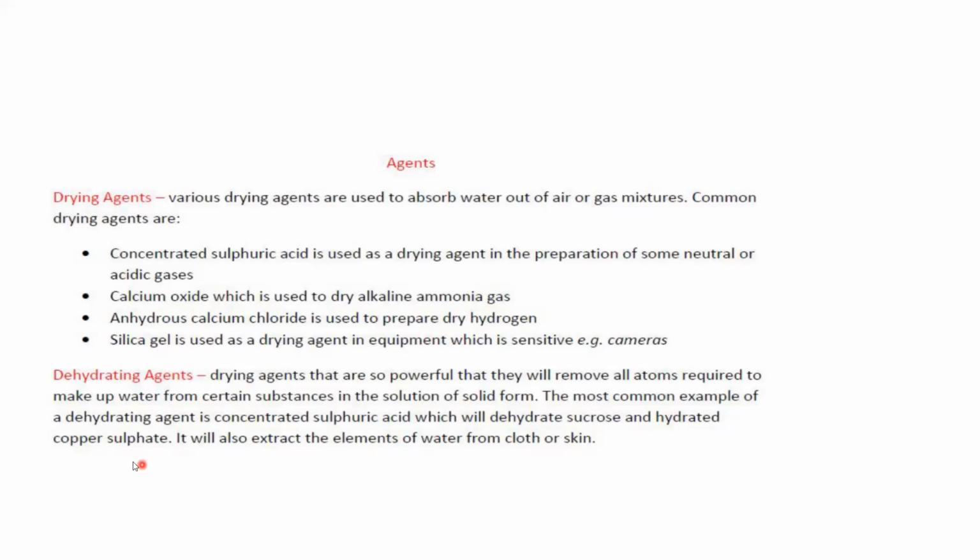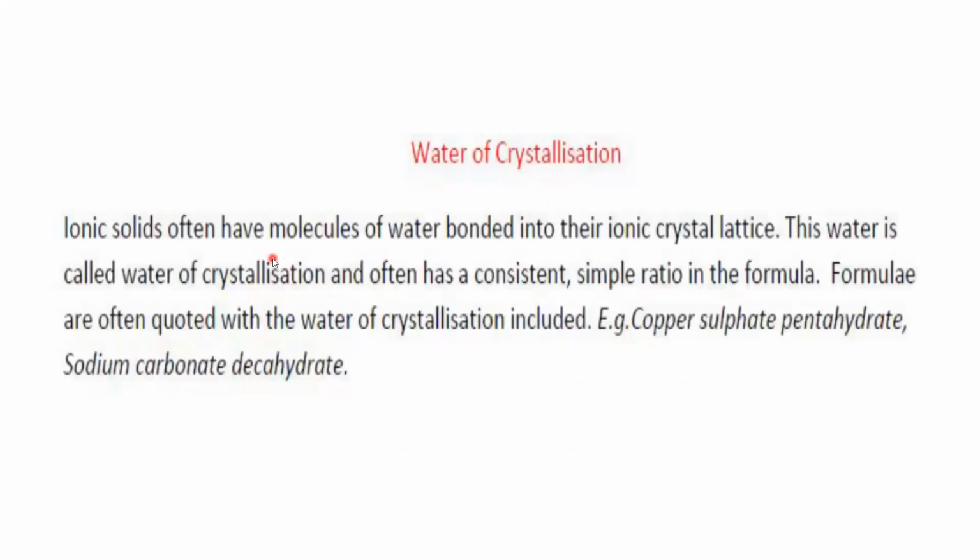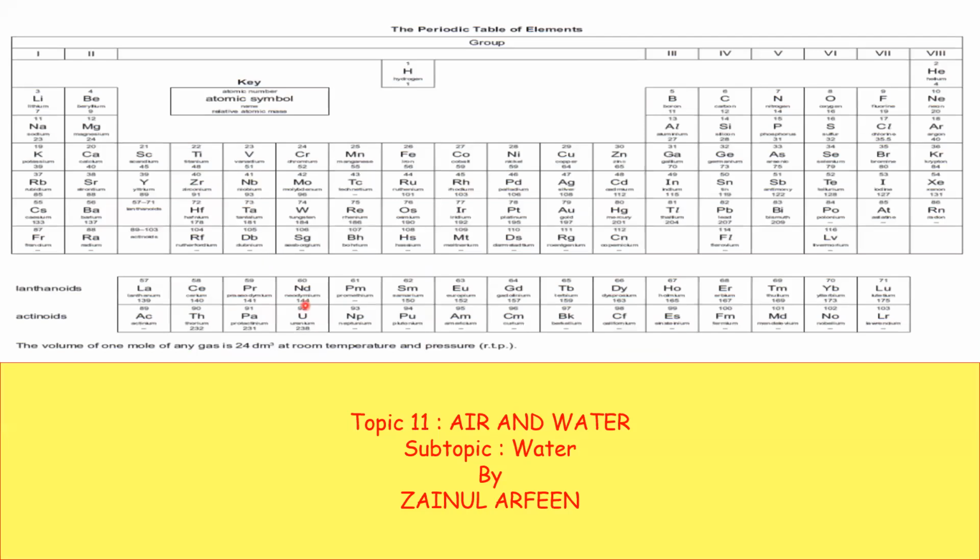Hydrated copper sulfate can also extract the elements of water from cloth or skin. If the substance chemically breaks down the compound and takes out the water, we call it a dehydrating agent. But if it only absorbs the water, we call it a drying agent. So this was about the water.